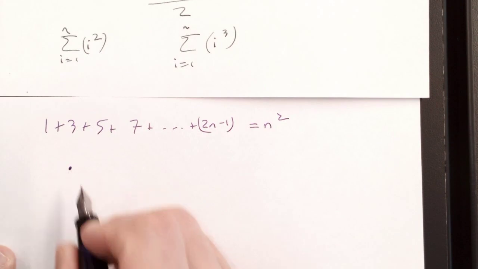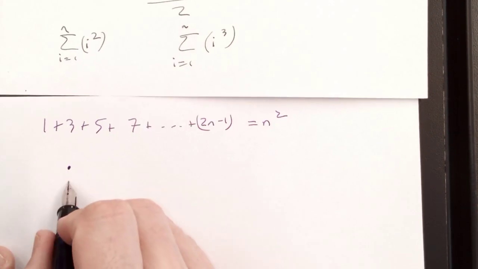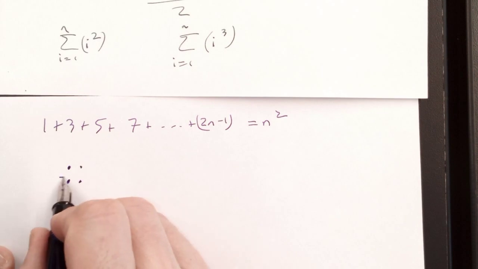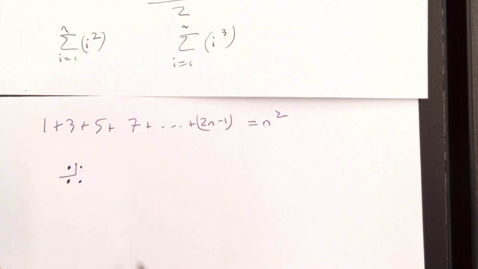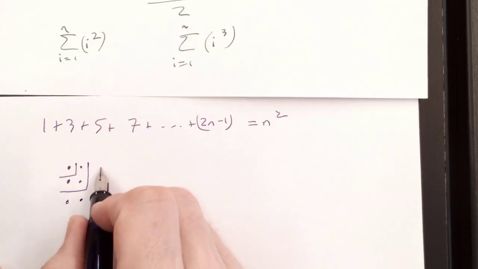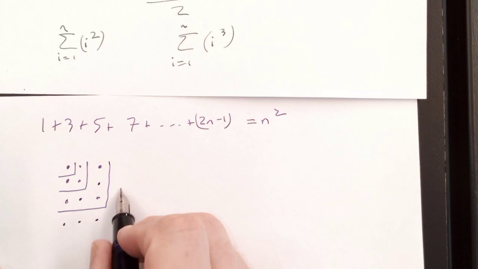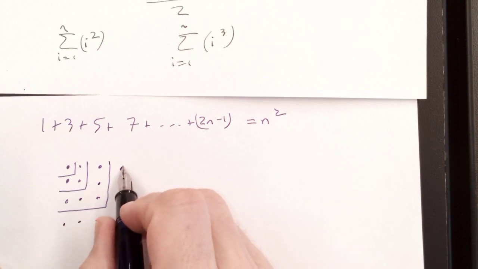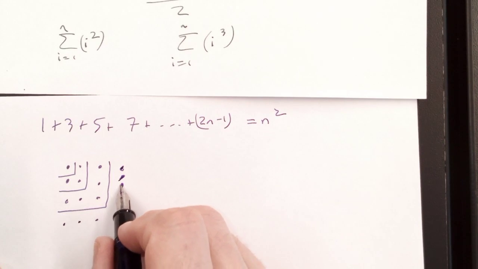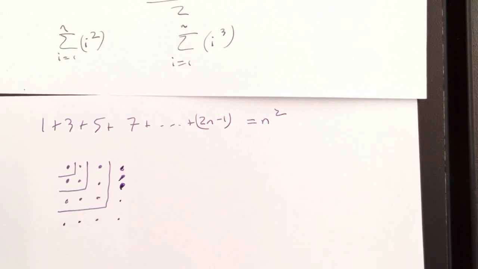1 plus 3 plus 5, helps if I put them lined up, plus 7. See the pattern going on? I always end up with a square, don't I?